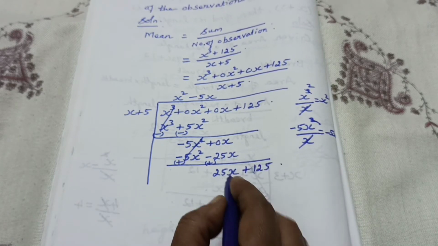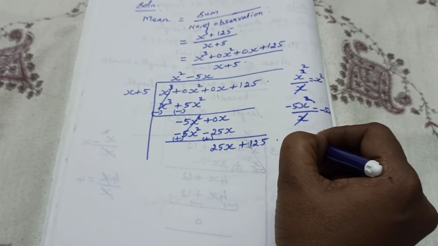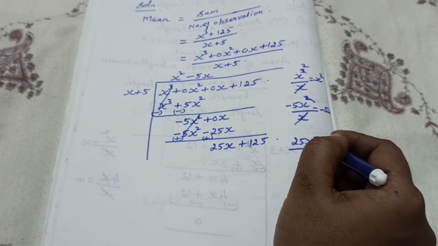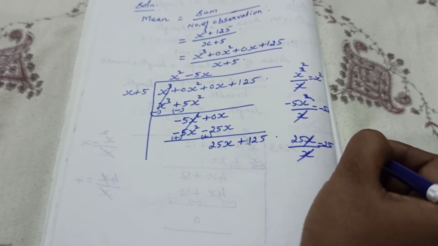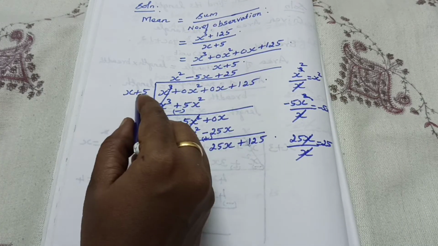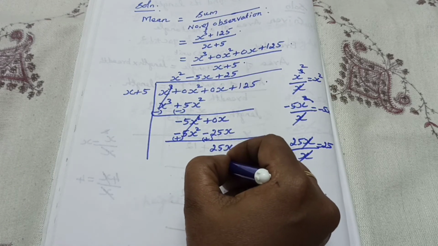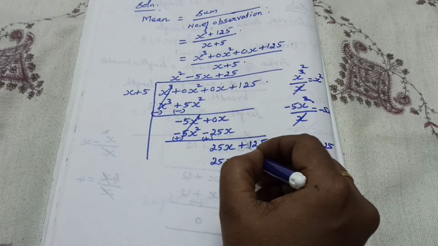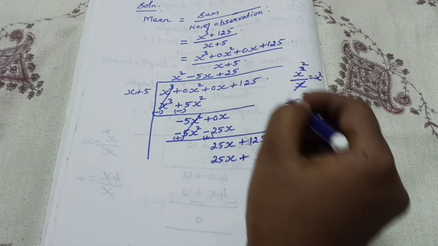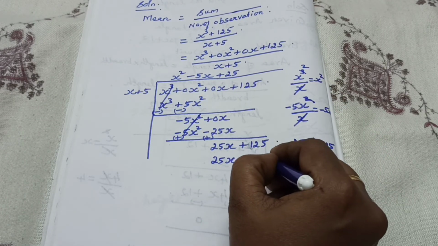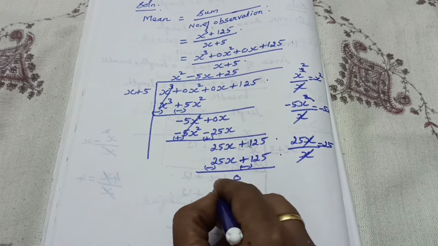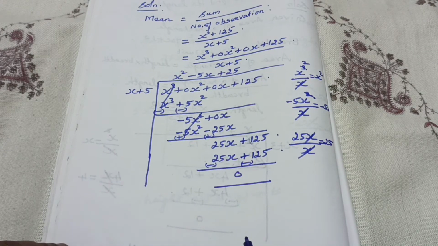125. Now, the first term 25x divided by the divisor's first term x, isn't it? The x cancels, then it equals 25. This 25 we write in the quotient. Take 25 and multiply by the divisor. We get 25x plus 25 into 5, which is 125. Am I correct? So subtract it. What will we get? 0.